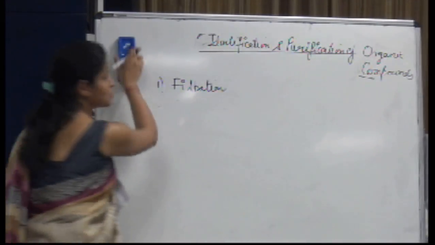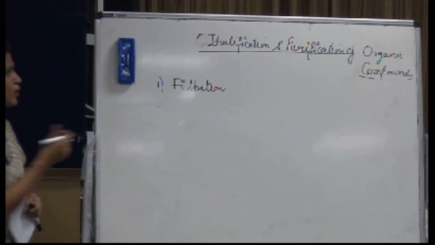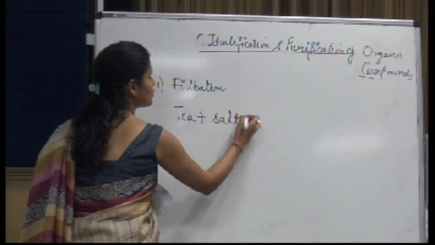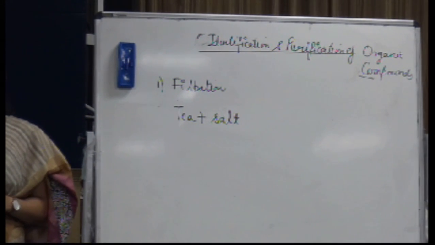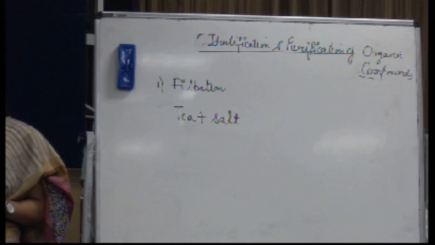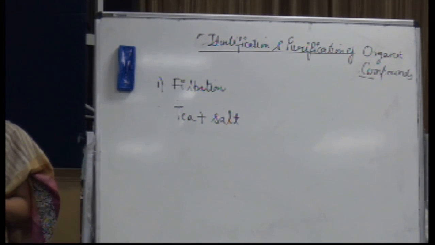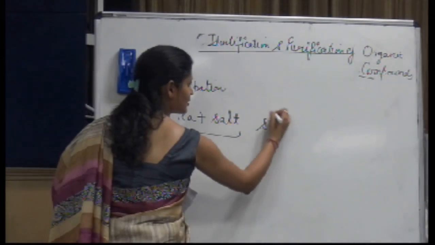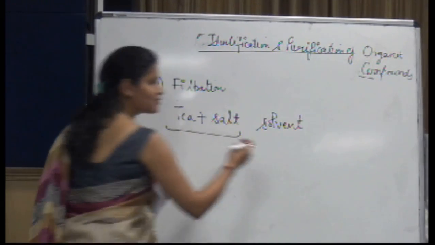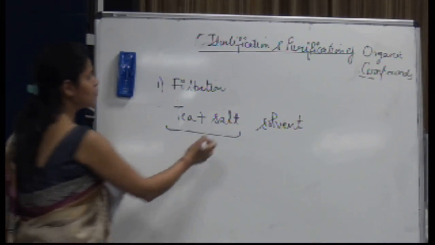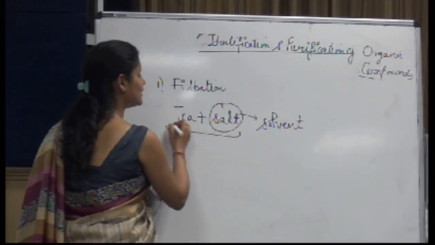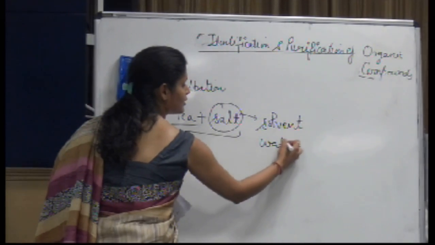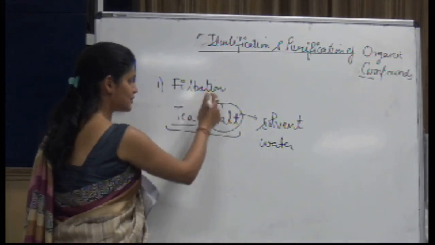What is filtration? Suppose I want to separate a mixture of tea and salt. So how do I separate these two? Separate this mixture, one component from another component. First, I'll take some solvent. I'll pick that kind of solvent in which one of the components is soluble while the other remains insoluble. I know salt is soluble in water. So I'll take water, I'll mix this mixture into the water.